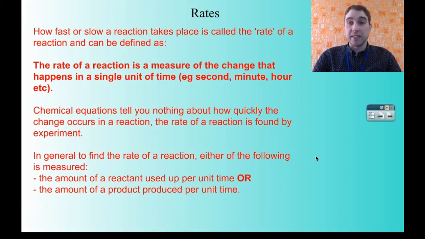And like any rate, it's how much you're doing of something over a certain period of time. So a rate is a measure of how much you change maybe a reactant or a product concentration over a period of time. The chemical equation alone doesn't tell you how fast a reaction is, so the way we do this is we run the chemical reactions and we figure out how much reactant is used up per unit time, or how much product is produced per unit time. And that way we can figure out how quickly or slowly the reaction is.